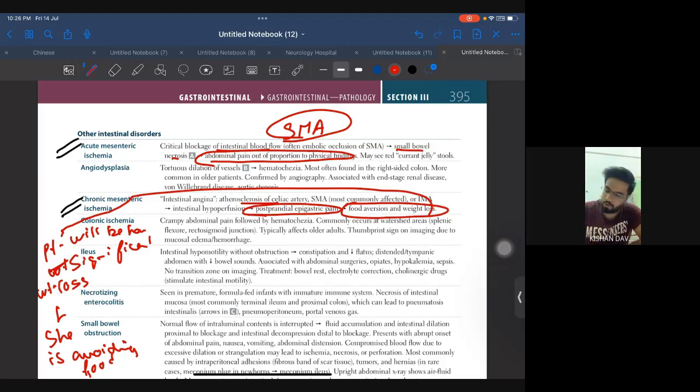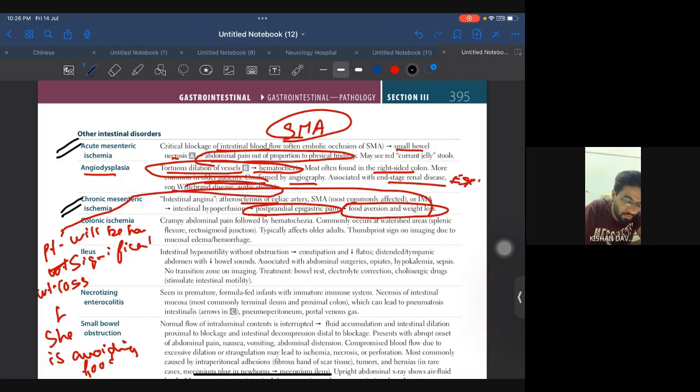Now coming to angiodysplasia. Angiodysplasia, tortuous dilation of vessels leading to hematochezia, bleeding along with stool. Most often found in the right-sided colon, more common in older patients, confirmed by angiography, associated with ESRD, that is renal disease, von Willebrand disease, and aortic stenosis. If they give you von Willebrand or aortic stenosis or renal disease, then you should think about angiodysplasia. And one line they will continuously use is tortuous dilation of vessels. Not frequently asked, but if they give you tortuous dilation of vessels, think about angiodysplasia.